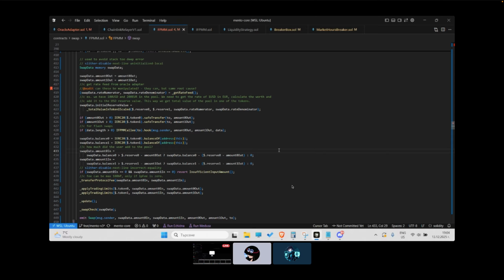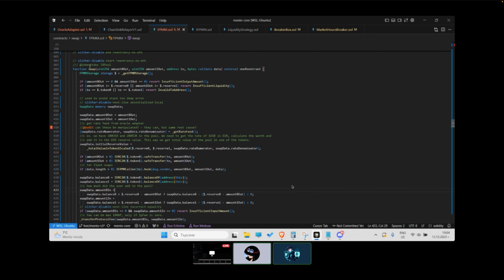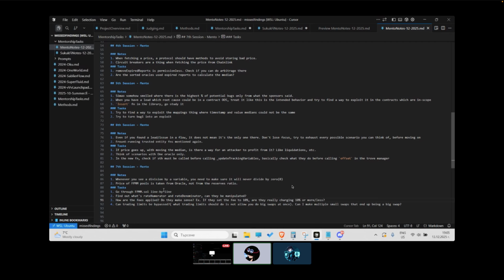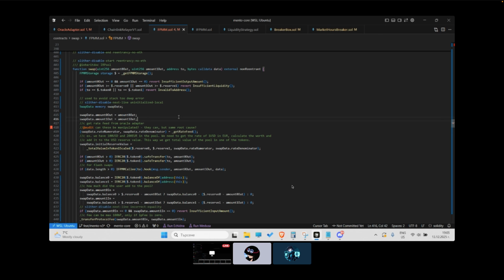Okay, so we started this to review the Mentor Core, right? Yep. We went straight to this fixed price market maker. And we found that the swap function, let me just check my notes. Okay, yep. We found this swap function was actually kind of different than the Uni v2 one, right? Yep. And the different thing was this rate numerator and the rate denominator.